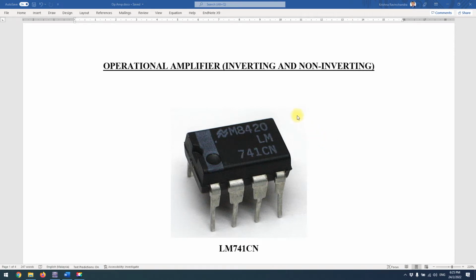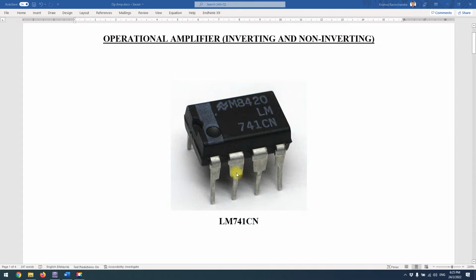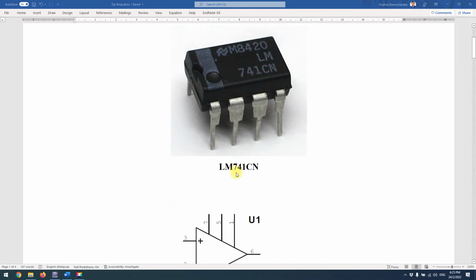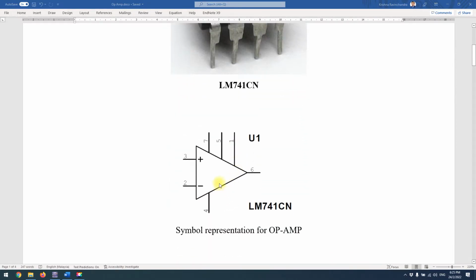Hi there. In this video, I'll be showing you how to simulate the operational amplifier using Multisim for the inverting and non-inverting configurations. Over here, this is the IC, the LM741CN. The dimensions are about 1 cm by 1 cm. The symbol representation for the op-amp is this.